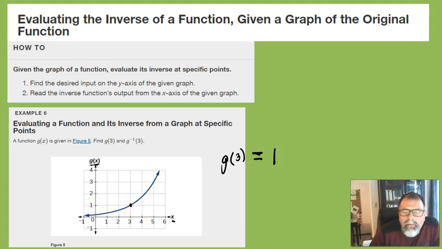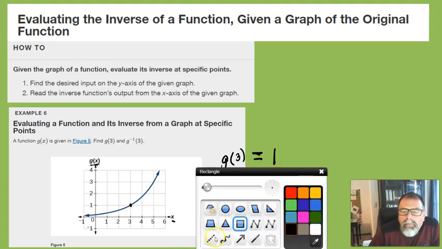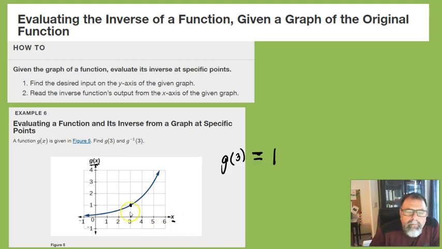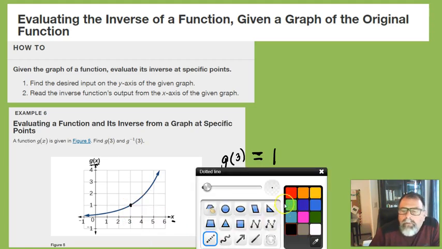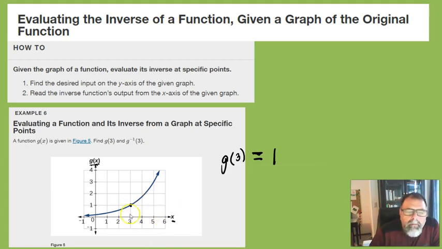Okay, so again, g of 3. Let's do red. You go up to the graph, it hits there, and then you go over to the y-axis. So if the input is 3, the output is 1.